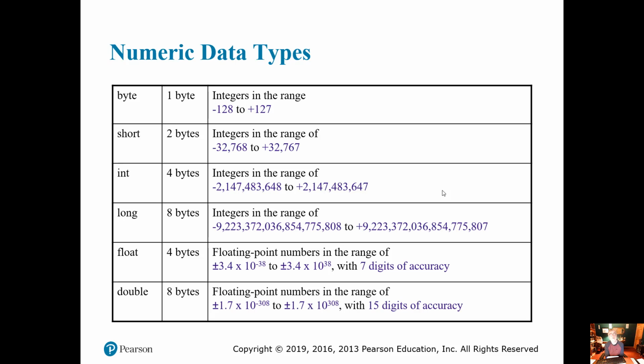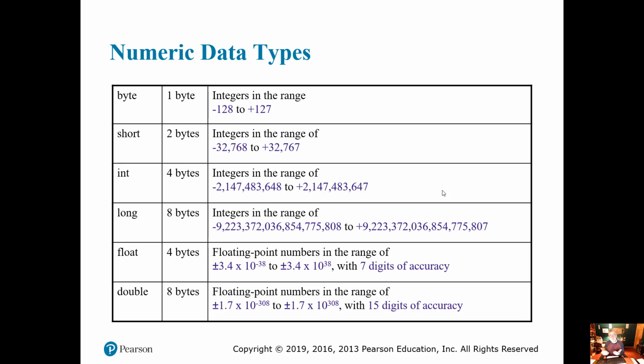Short, which is 2 bytes, 16 bits, can go from -32,768 to +32,767. Int, which is what we're going to use most of the time when we're talking about integers, uses 4 bytes or 32 bits. And you can see the range that it can go there.